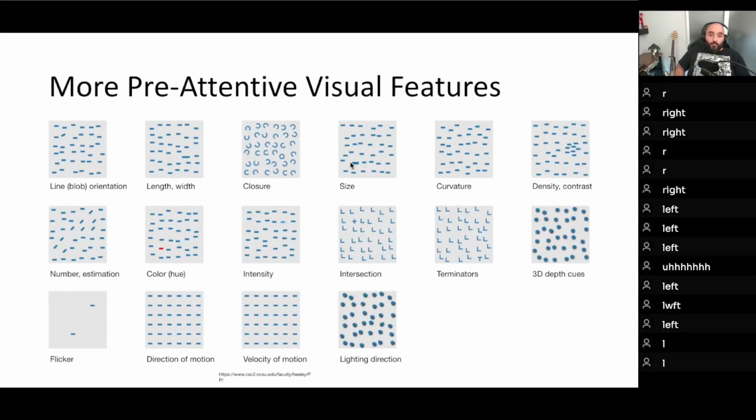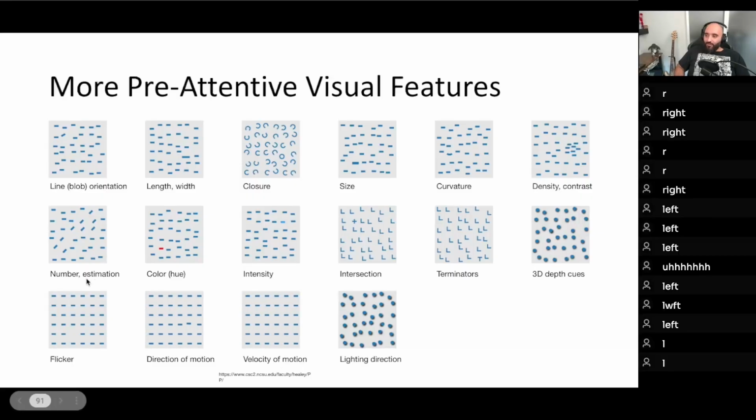But there are some more pre-attentive visual features. Line orientation: even in this small case, you can quickly detect that the orientation is different. You can quickly detect that the length of one of these is different. You can detect the one that's closed versus the others. You can quickly detect the one that's got a different size. You can find the one that's got a different curvature. You can easily detect the density of objects.